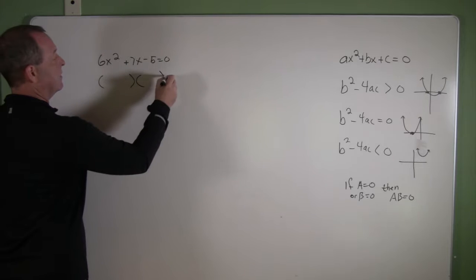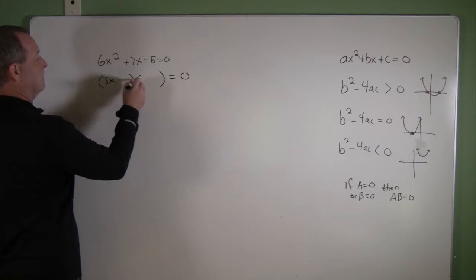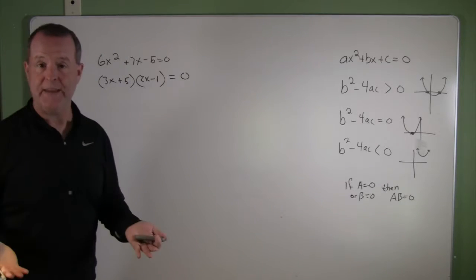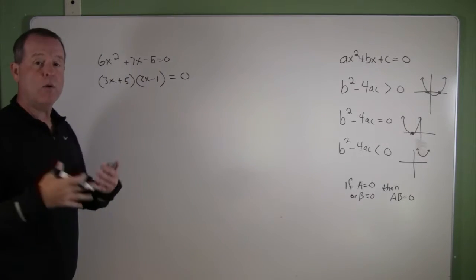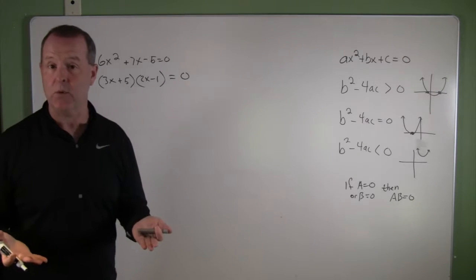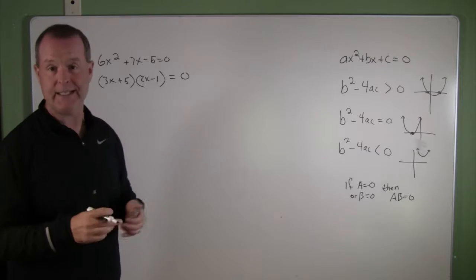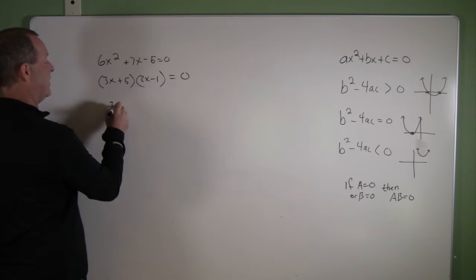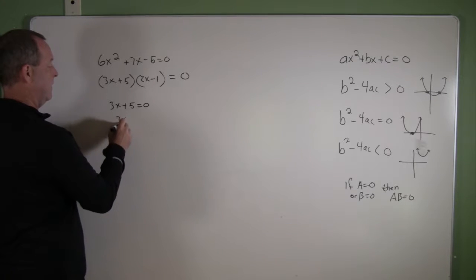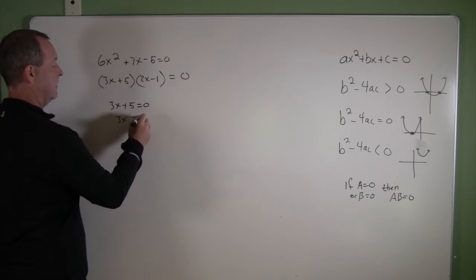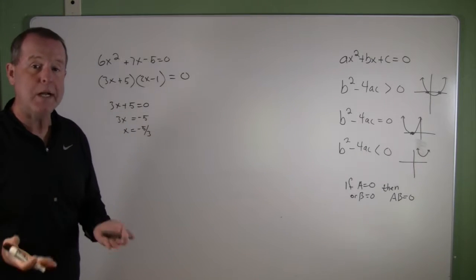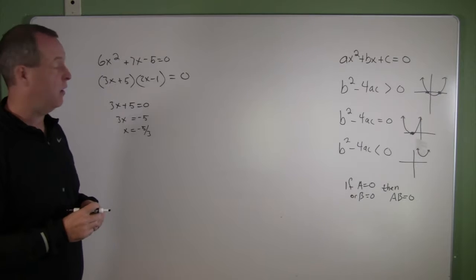Look for its factors. I was able to break the expression up into its factors. Now, knowing the zero product property, I know that either one of these two terms must equal 0 for the entire product to equal 0. So 3x plus 5, set that equal to 0, solve that, subtract 5 from both sides, divide both sides by 3. And so I find one solution to be negative 5/3.